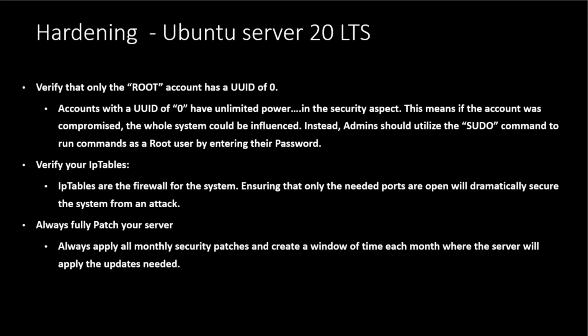Number 2, we can verify the IP tables. We'll also speak about these later on, but IP tables are the firewall for the Ubuntu server. One way we can harden the server is ensuring that only the needed ports are open, and that will dramatically secure the system from an attack.